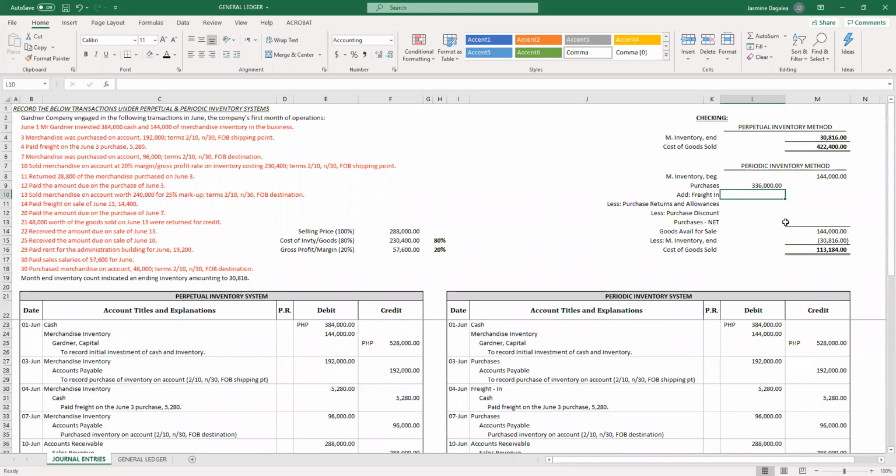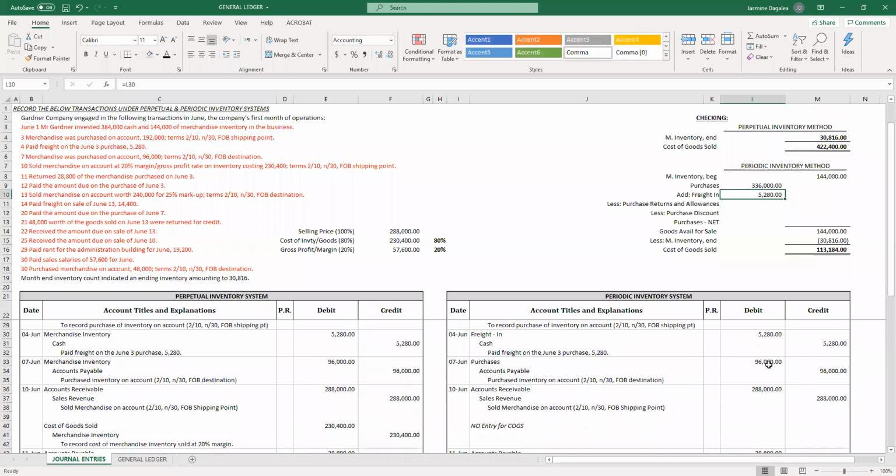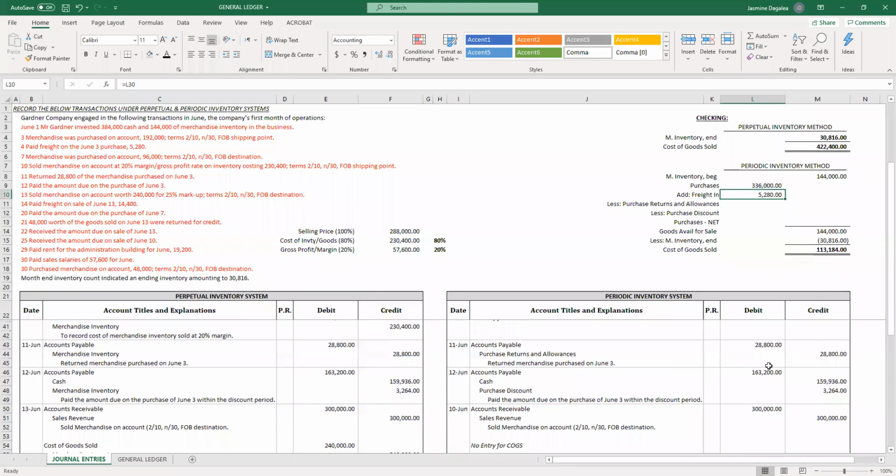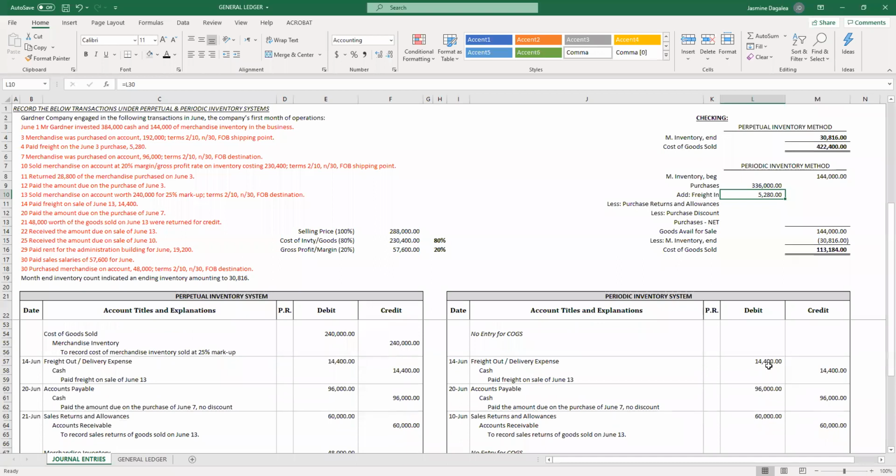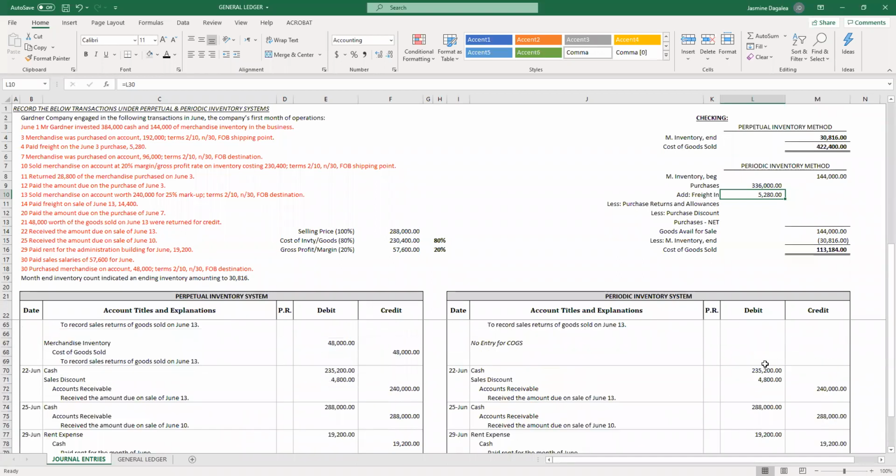So here you will add your freight in. Let's scan the journal entries. Pag may freight in, 5,280 last June 4. Okay, 5,280. Meron pa ba? Freight in, freight out, wala na.